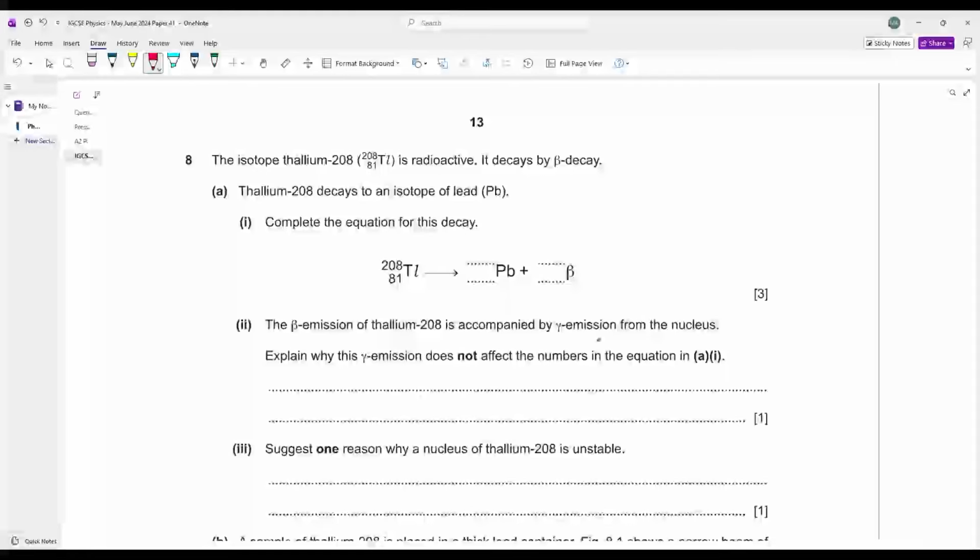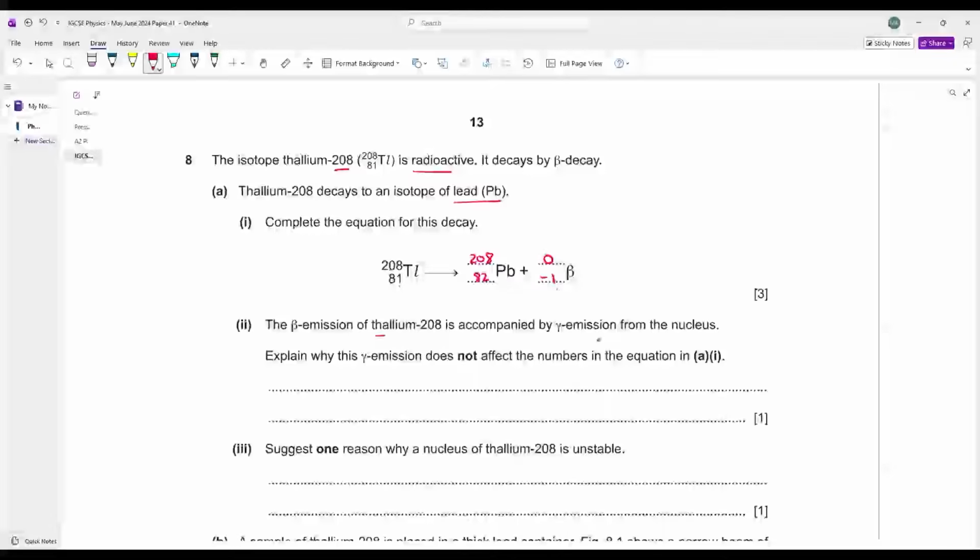The isotope thallium-208 is radioactive. It decays by beta decay. Thallium-208 decays to form an isotope of lead. Complete the equation for this decay. अच्छा जी ये beta decay हो रहा है. We have to complete the equation for this. How will we do that? अगर बीटा डिके होता है तो आपका मास नंबर सेम रहता है. प्रोटॉन नंबर इंक्रीजेस बाय 1, 82. व्हाट विल हैपन हियर 0, -1.